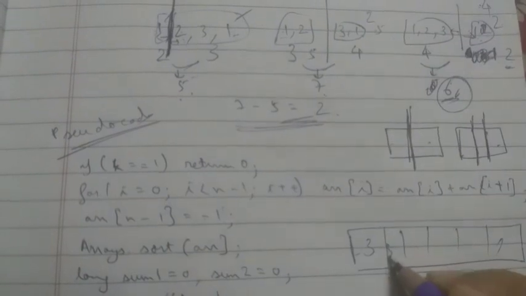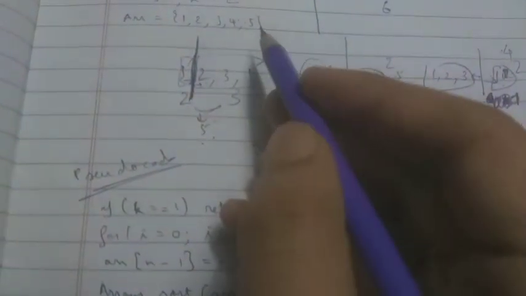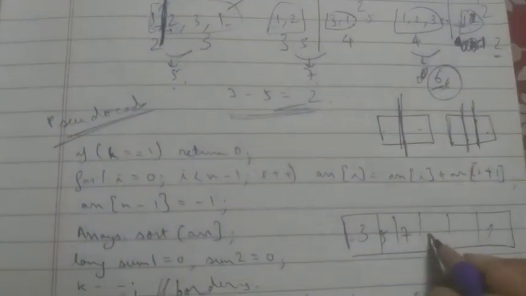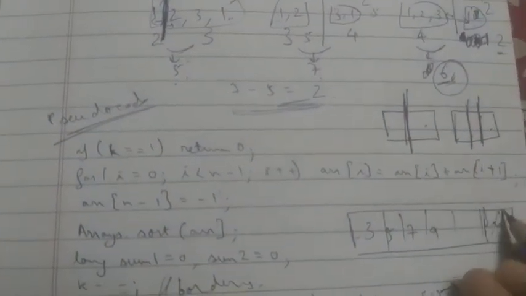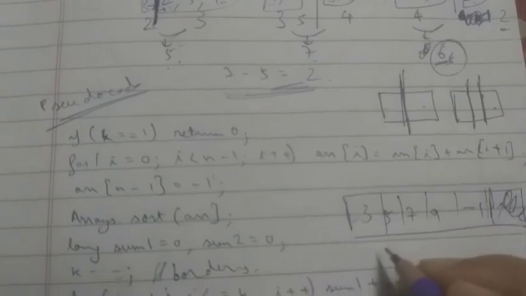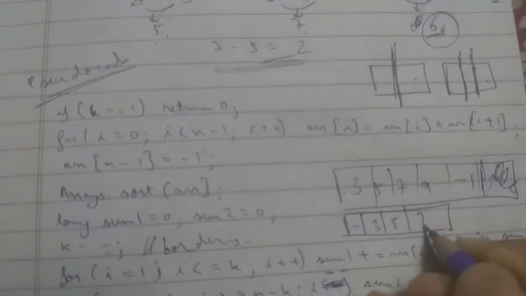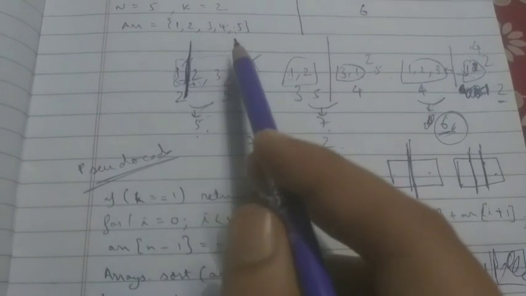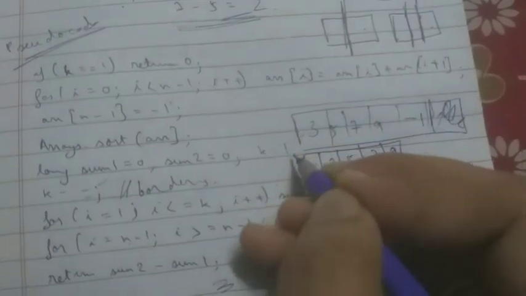First of all, this gets overwritten as 1 plus 2, that is 3, 2 plus 3, that is 5, 3 plus 4 is 7, and 4 plus 5 is 9, and the last element is minus 1. After we sort this, it becomes minus 1 3 5 7 9, and k was 2, and k minus minus makes k equal to 1.